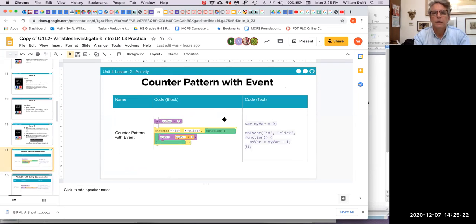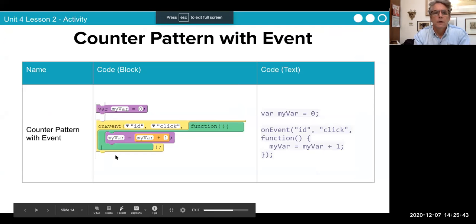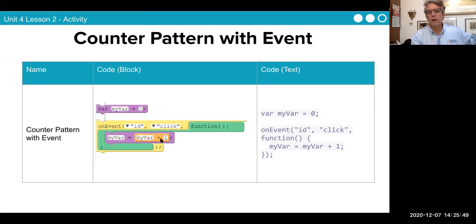All right, so that's how that works. What we're looking at here is a counter pattern with event. Why do we call it a counter pattern with event? I'm just going to run through this because we're getting short on time. This is how you count with a variable. My var equals my var plus 1. That counts up, or we can do my var equals my var minus 1 for our down button. That counts down. It's a counter pattern. It counts with event. The counting is motivated by a click. It needs an event to stimulate the count.